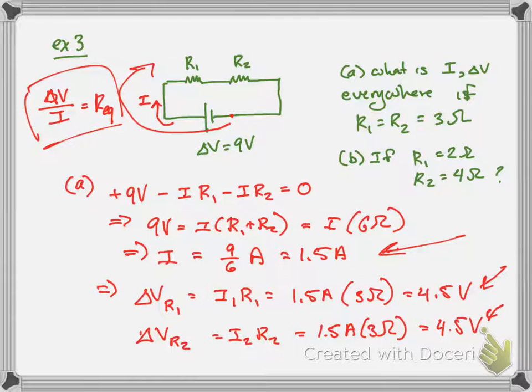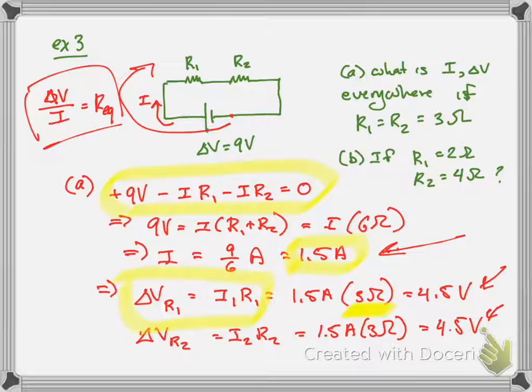Okay, let's do part B. By the same argument that we just made, the equivalent resistance is still 6 ohms, then the current is still 1.5 amps. The equation that we wrote down is still true for part B. So we're still going to get 1.5 amps, and the only difference is the resistance here.